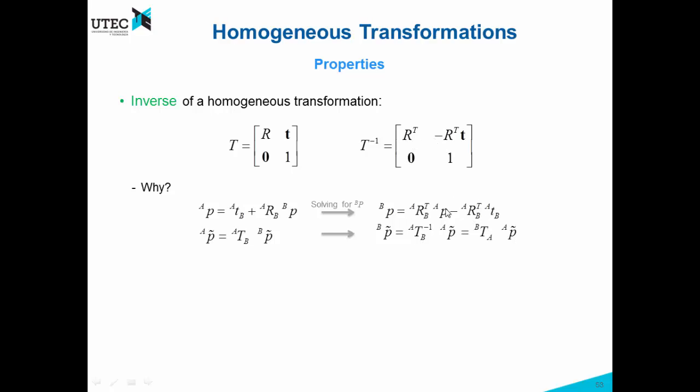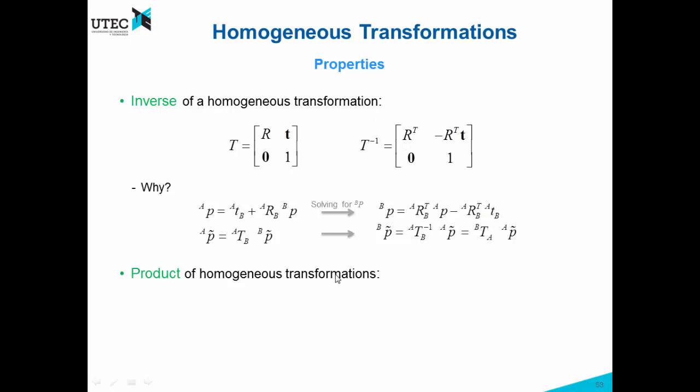Why? Because point A is just given by the transpose of the rotation matrix, which is this. And for the translation, I have this R transposed with a minus. The important part here is to remember that the inverse is not the transpose, and it's given by this expression.